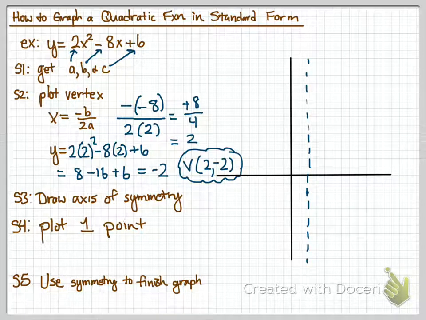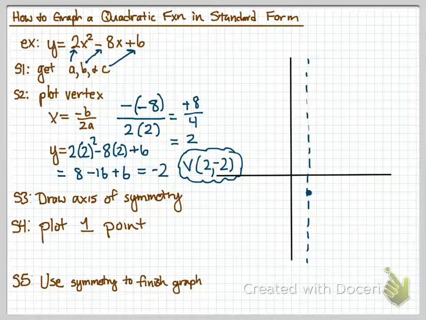Let me just redo that vertex. Okay, so there's our vertex. Our a is positive 2, so you know it's facing upward. So now let's plot one point to find out a more exact shape of our graph. So let's take 0. 0 is always good. In standard form, 0 is great to use.